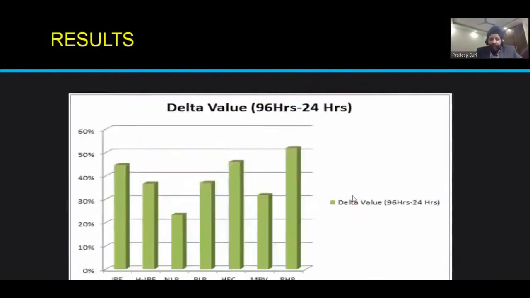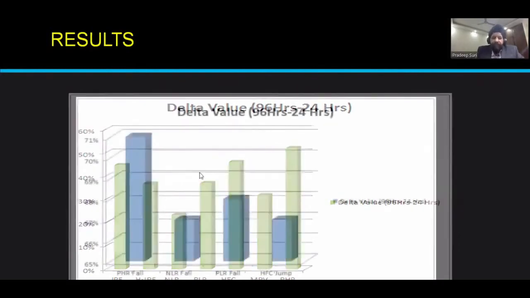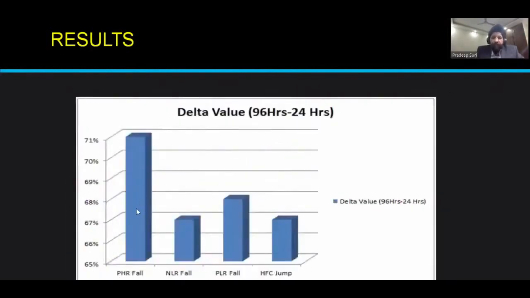So looking at the delta values, both PHR fall amongst the fall parameters and the HFC jump are showing good sensitivity. So this is the delta value. Amongst the fall jump parameter, PHR fall has a delta value of 71%, which is the highest.